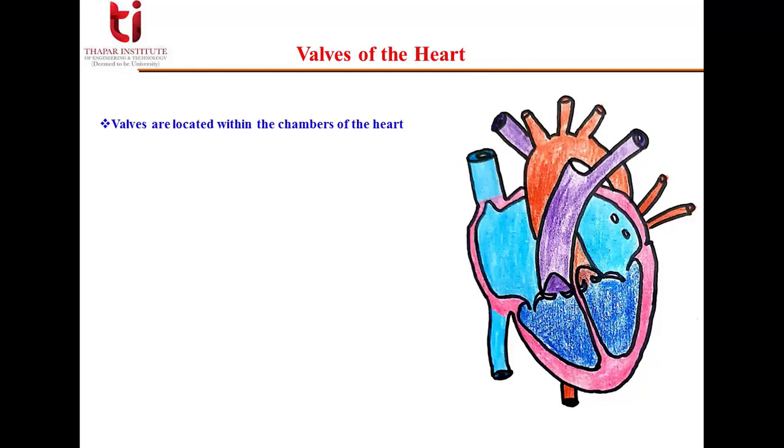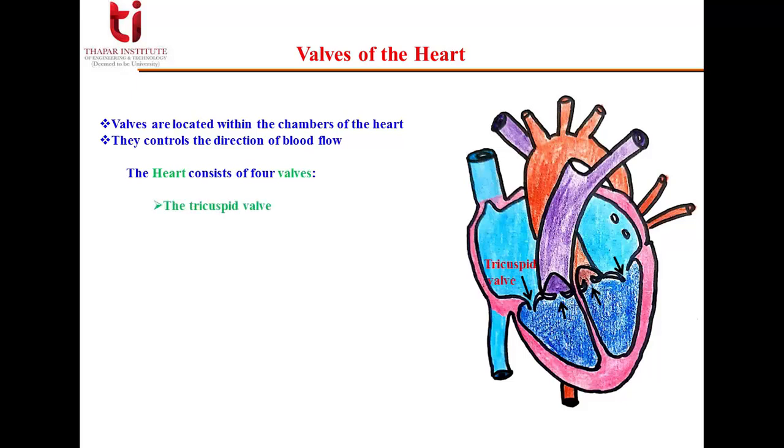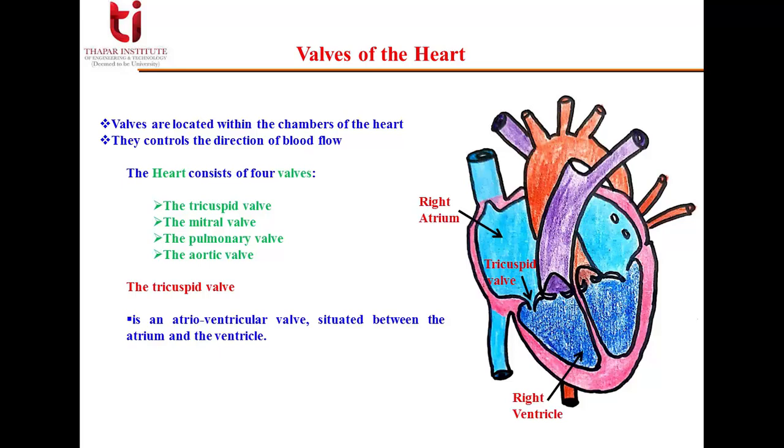Valves are located within the chambers of the heart. They control the direction of blood flow. The heart consists of four valves: the tricuspid valve, the mitral valve, the pulmonary valve, and the aortic valve. The tricuspid valve is an atrioventricular valve situated between the atrium and the ventricle. It controls the opening between the right atrium and the right ventricle.